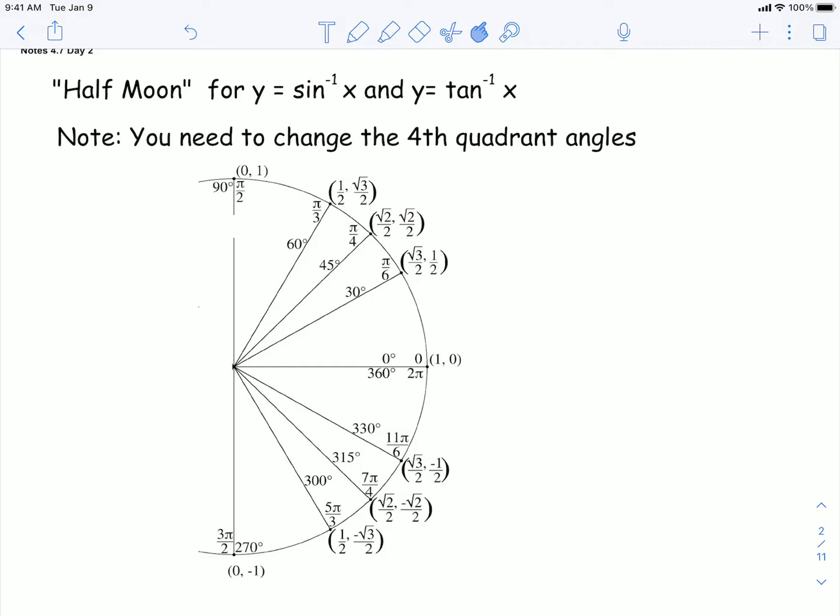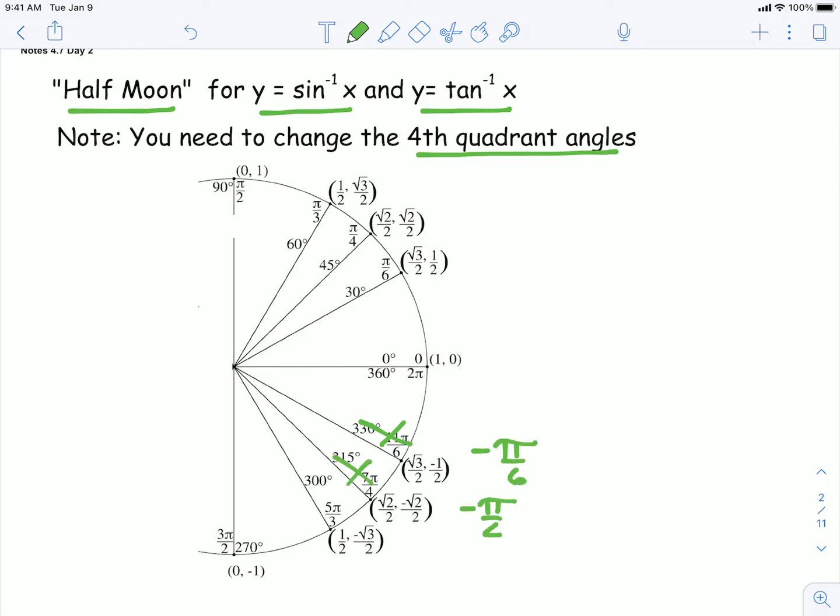All right, we're going to work with composite functions with our tangent, cosine, and sine inverse functions. So let's review the inverse function for sine inverse and tangent inverse. We nickname that looking at the half moon. We do need to change the fourth quadrant angles so they're negatives. So this would be negative pi over 6.